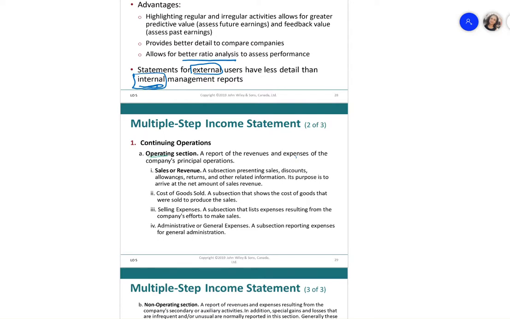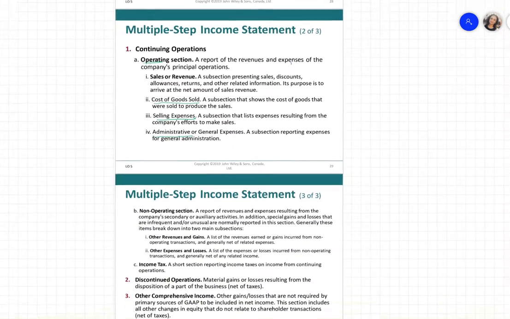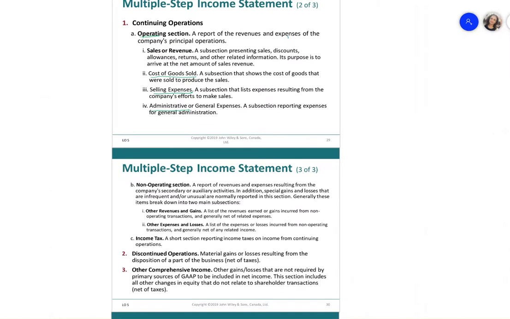Under operating activity, we could have sales or revenue. If you're buying and selling, we could have a cost of goods sold, a selling expense, and administrative or general expenses. Those go under the current operation of the business. If it goes with the current operation, it goes under the operating section.